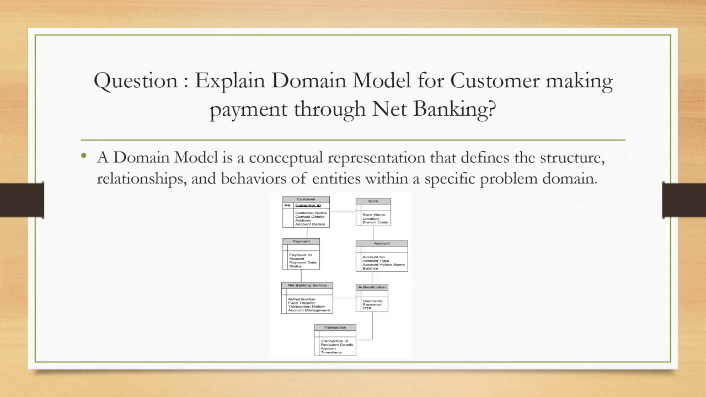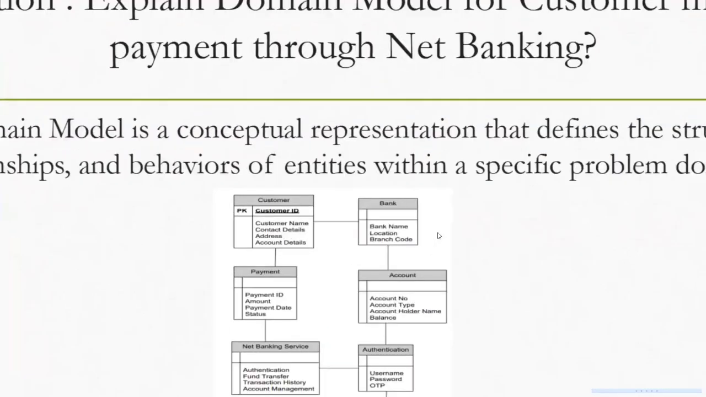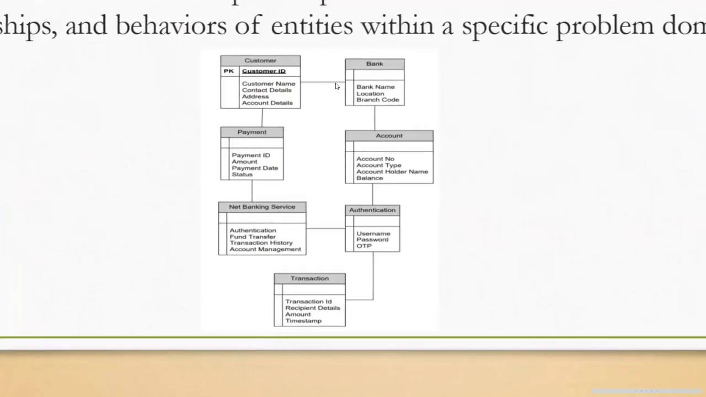Next, the domain model. This domain model is a conceptual representation. It defines the structure, relations, and behaviors of entities within a specific problem domain. Here you can find out what the customer will be doing. The customer will be making the payment, using the net banking services, and getting the authentication. This is one example. He will be having one bank account.